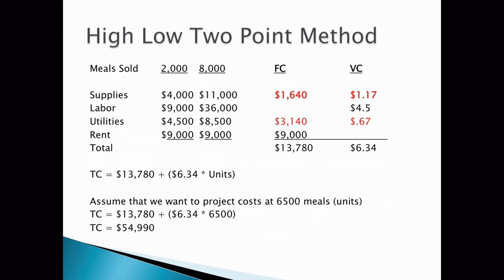And now we can project costs at different meal levels. So the example I gave you is, assume we have 6,500 meals, and you plug that into your formula, and our total cost should be $54,990 at 6,500 meals.